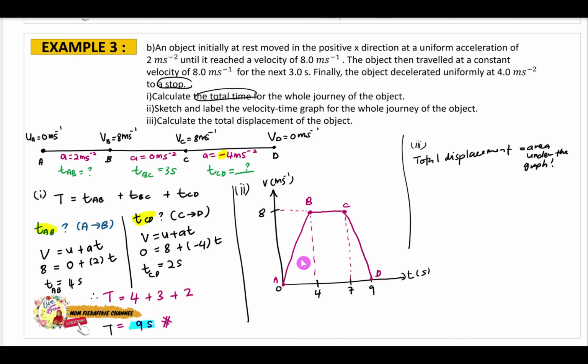Maknanya dia bergerak ke depan. Tak ada pun V kita negatif. V kita semua berada pada positif. Means that the object is moving to the right or to the positive direction. Okay. So, we can straightly calculate what is the total displacement.